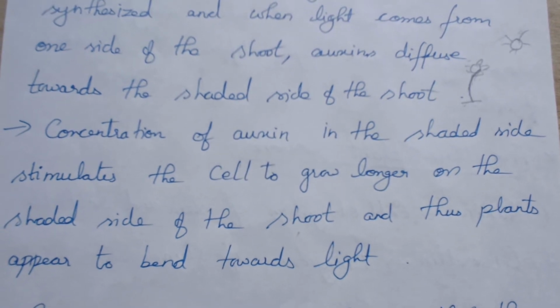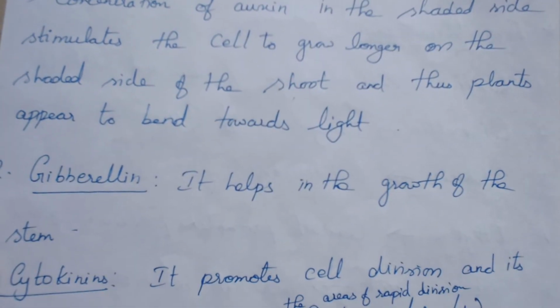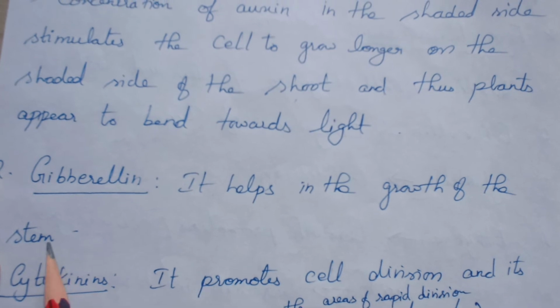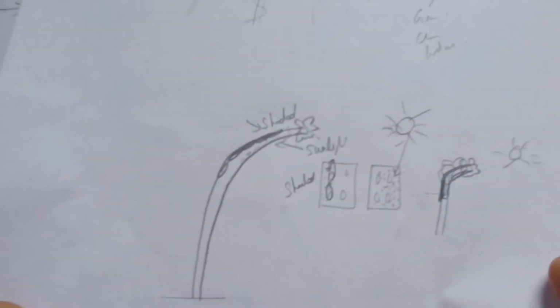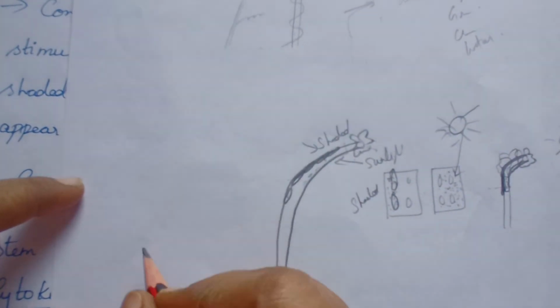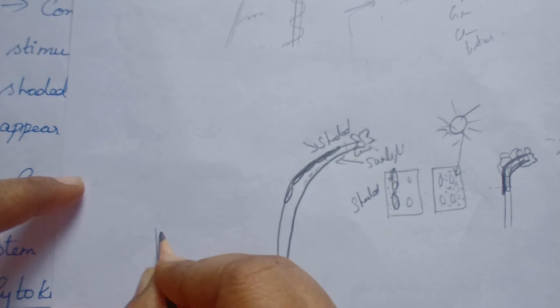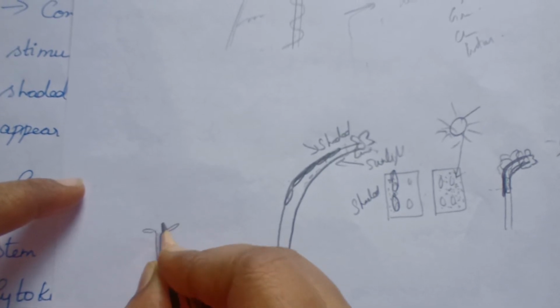Next one, gibberellin. Gibberellin helps in the growth of the stem. Already I mentioned, the plant will start growing like this, right?